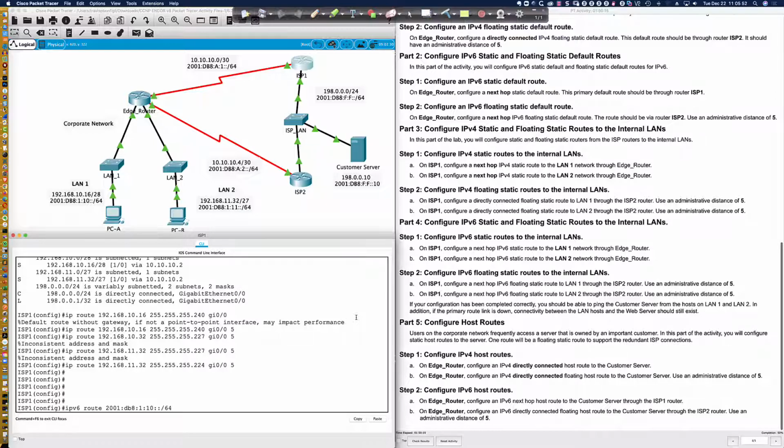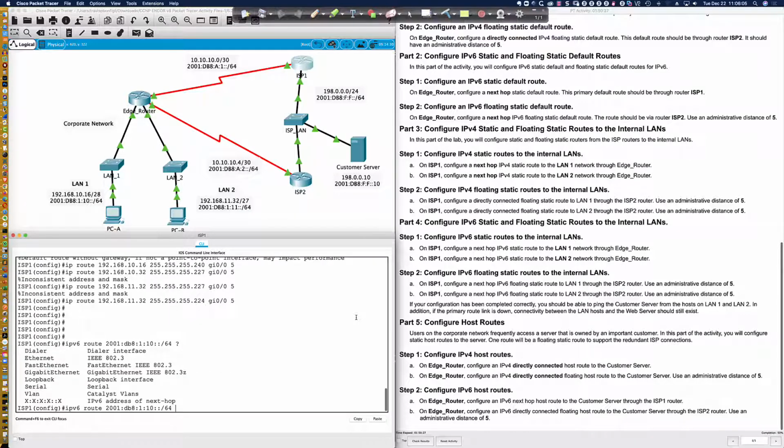2001:db8:1:10::/64. Now here, I'm referring to the network. I'm not referring to a next hop IP. Therefore, I do need the prefix length in there. I need the /64 in there. And the question mark proves that that syntax is correct. If the syntax is incorrect, the question mark would come back and say, I'm not sure what you're looking for because something prior to this is wrong, right? Your syntax is wrong.